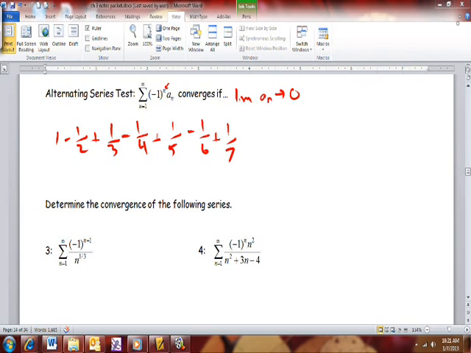But this is going to alternate. And if we have an alternating series like 1 minus a half plus 1/3 minus 1/4 plus 1/5 minus 1/6 plus 1/7, all the positives are going to add up and all the negatives are going to cancel out. And it's going to have a much easier time of converging.